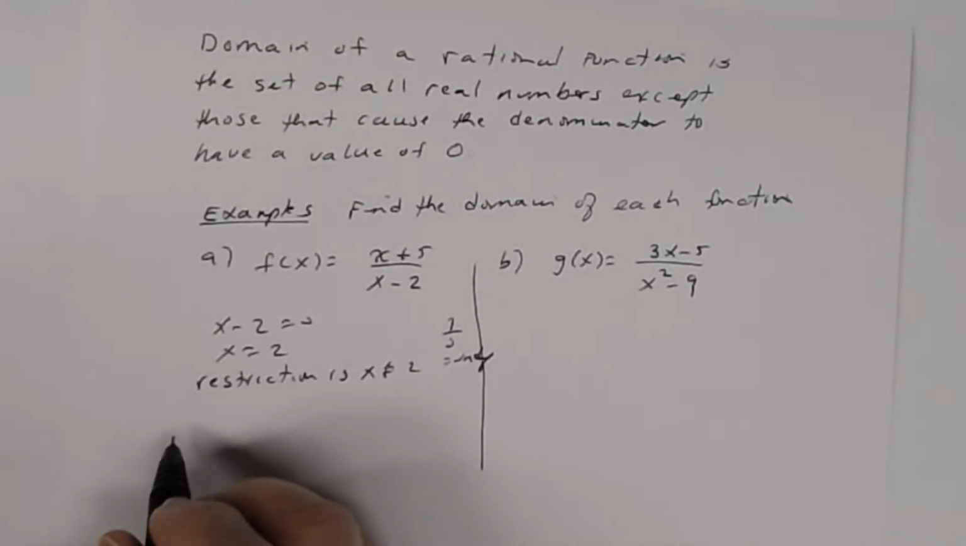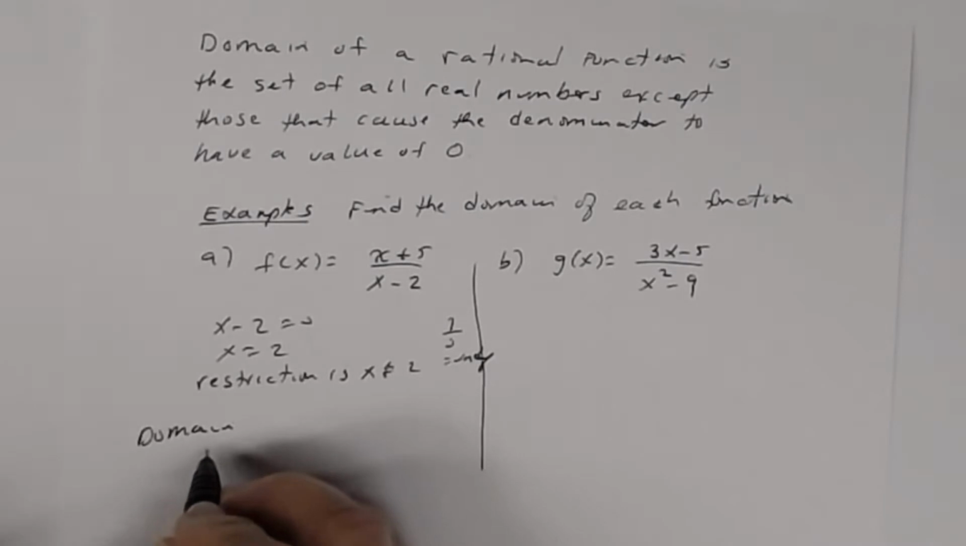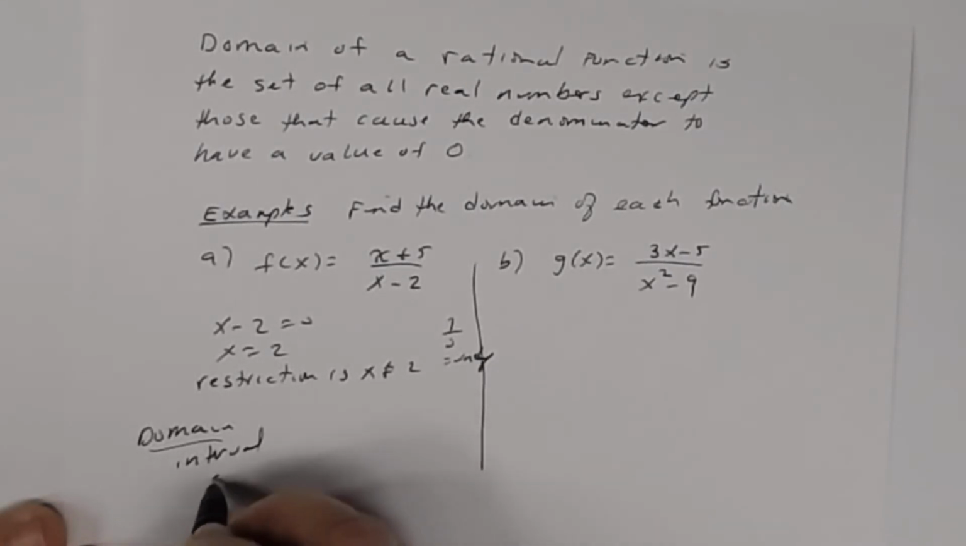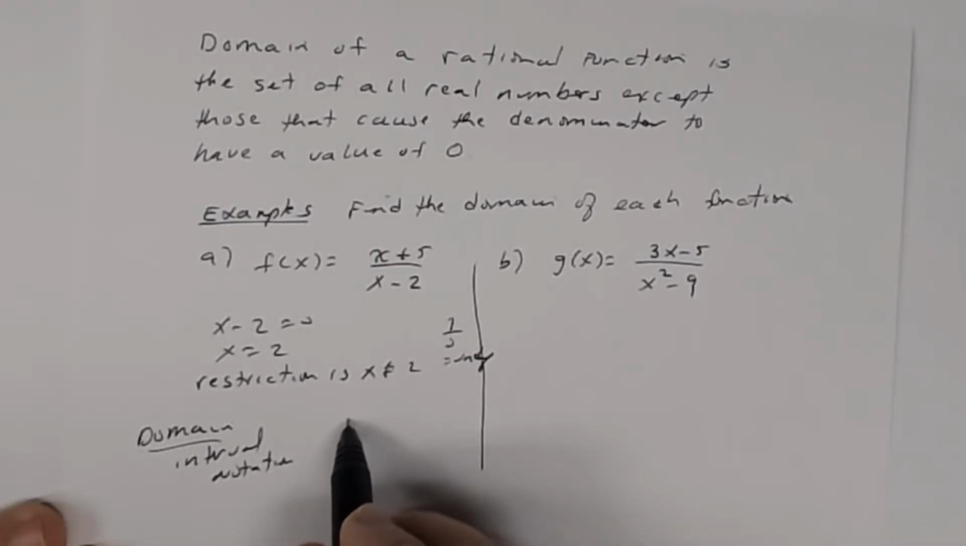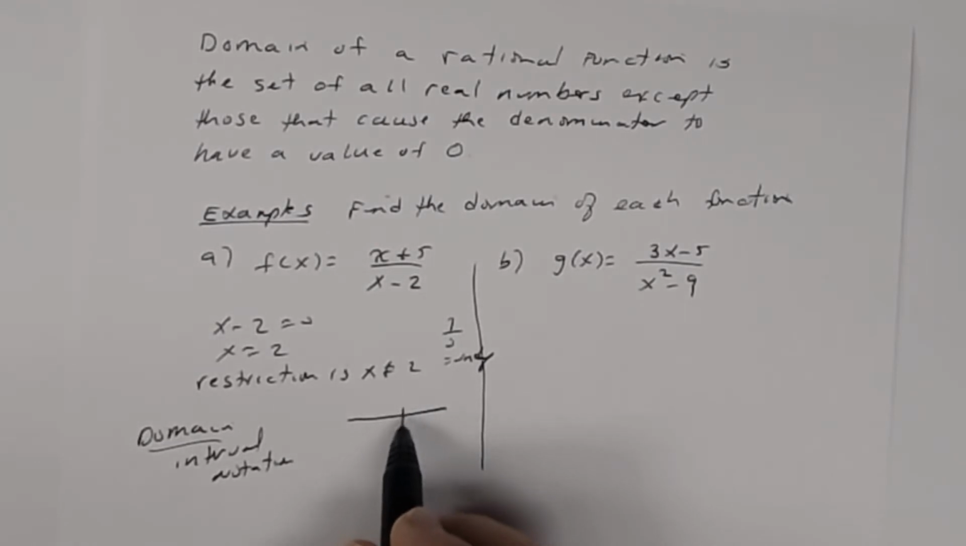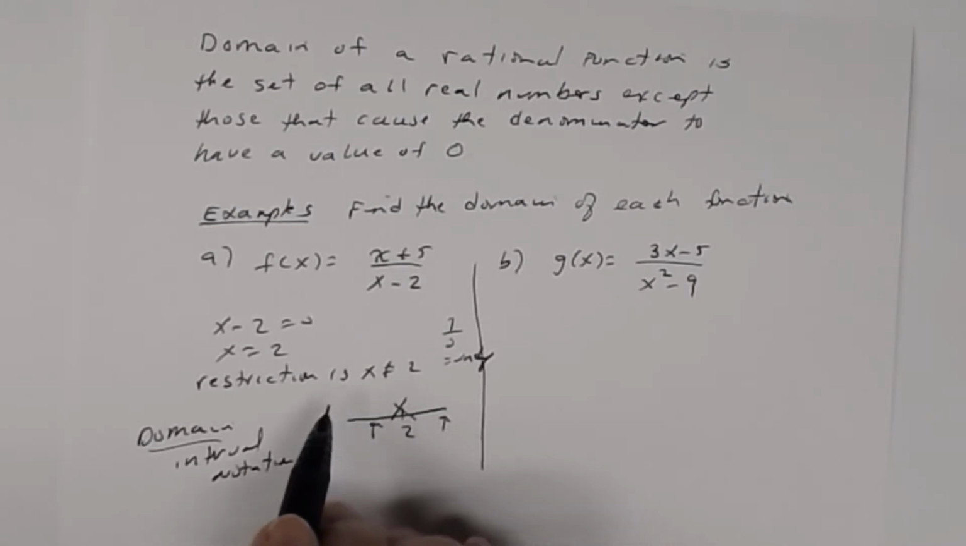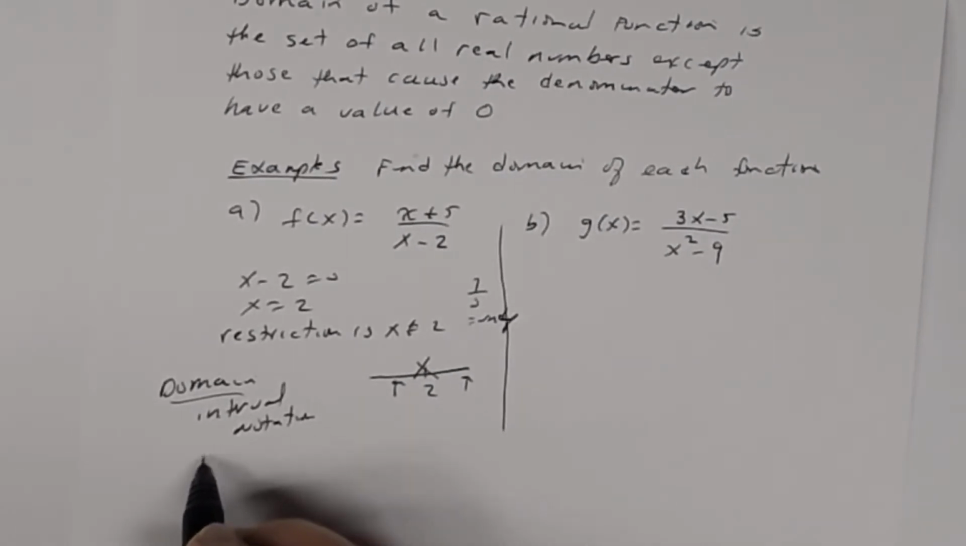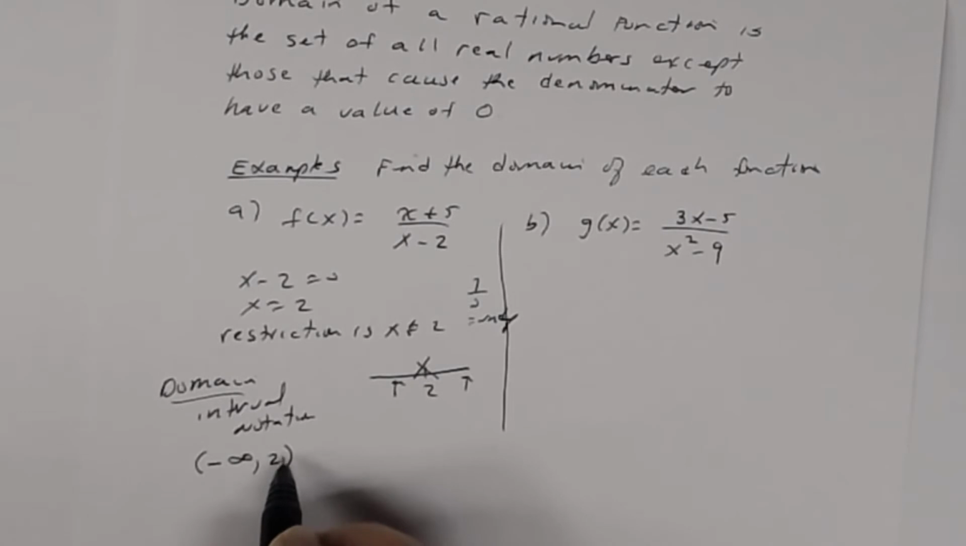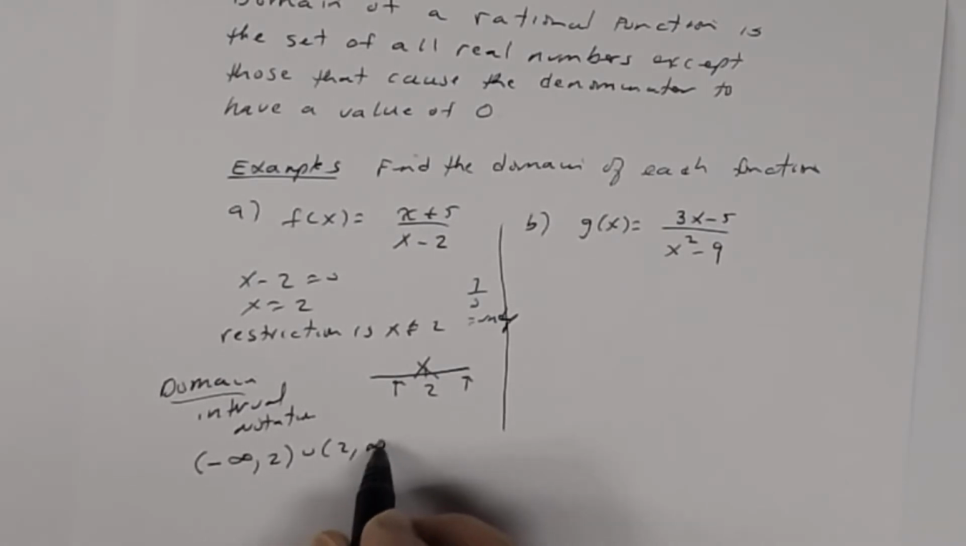In the previous worksheet, you wrote the domain in interval notation. Remember what you did on the number line. You put 2 on the number line and crossed it out because you couldn't use it. That divided the number line into 2 intervals, and that will be your domain. Your domain will be any real number except 2. So in interval notation, you said negative infinity to 2, in parentheses, union 2 to infinity.